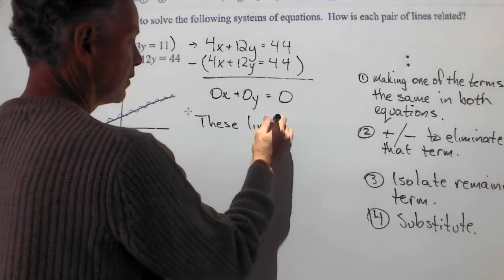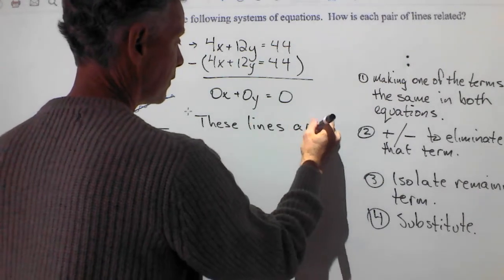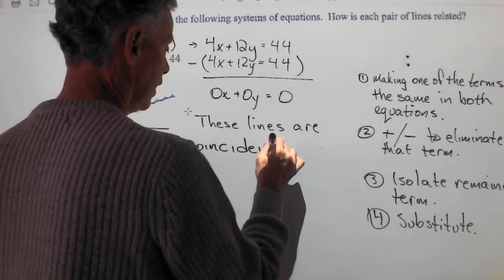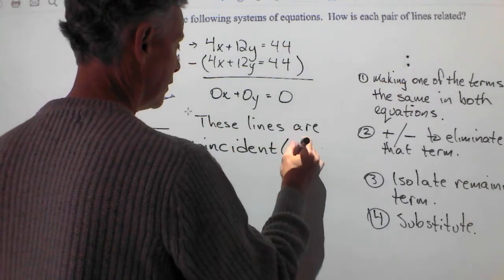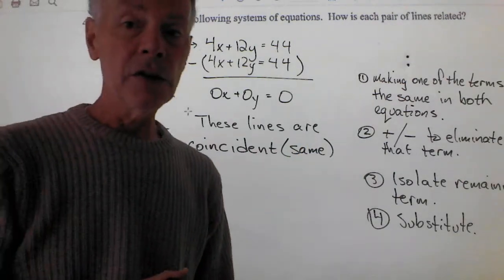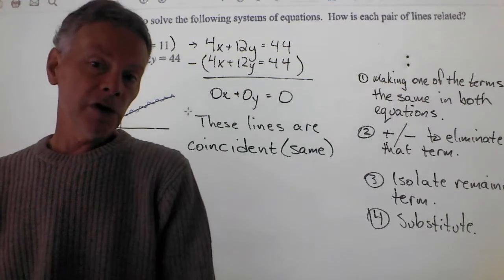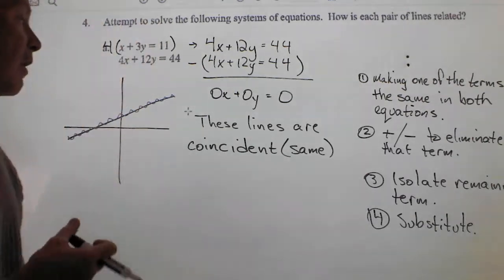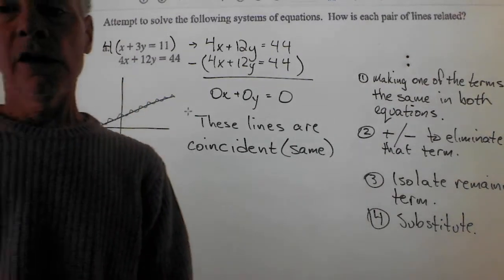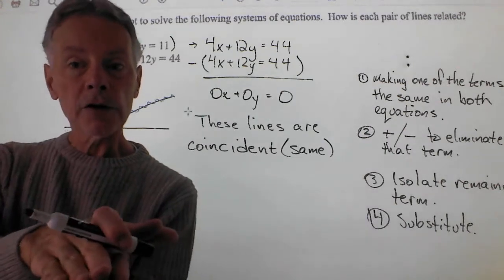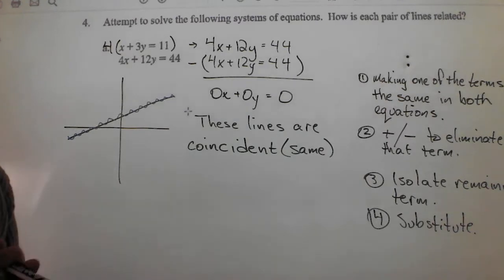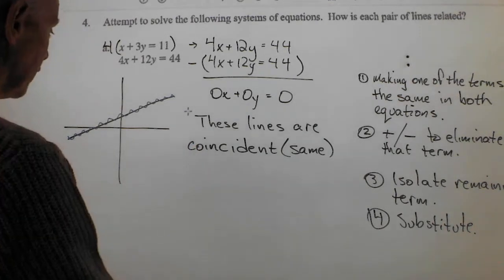These lines are coincident. Again, a fancy math term simply meaning they are exactly the same. And since they're exactly the same, your solution is going to be infinite, right? Because there are an infinite number of points where these two lines intersect. They're right on top of each other. So every point on one line will also be a point on the other line. So these lines are coincident, or the same.